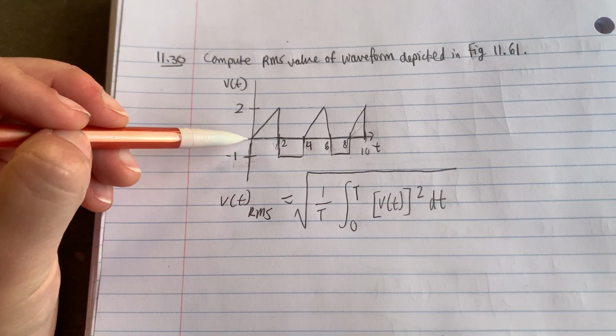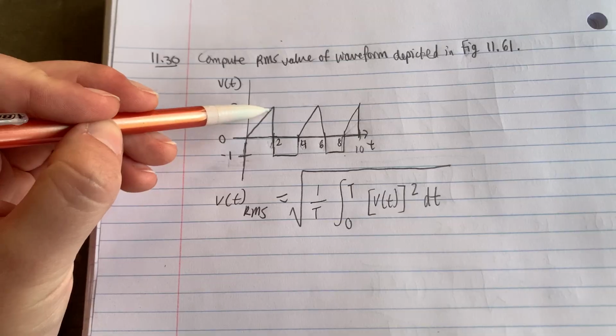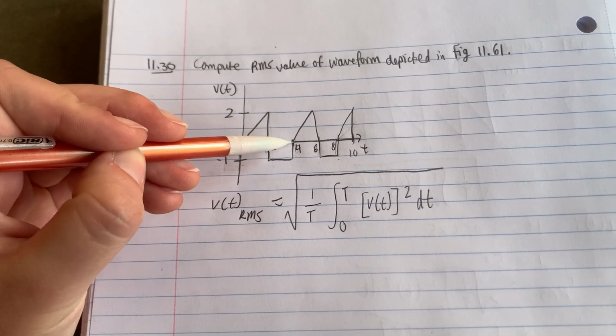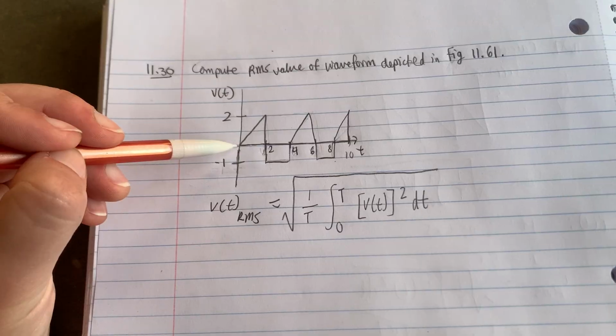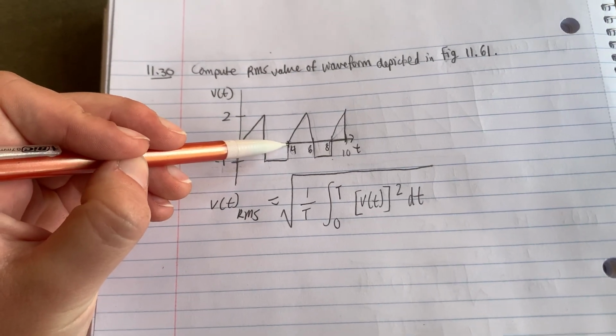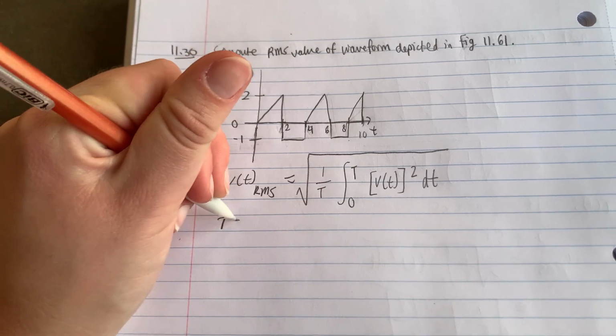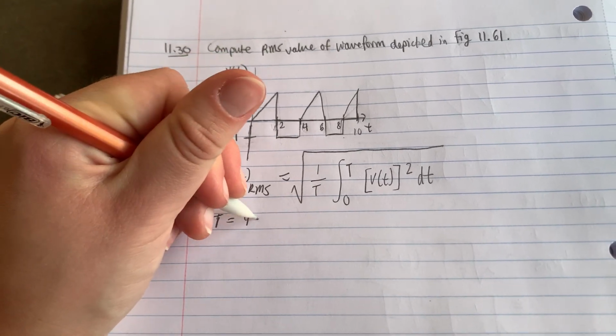So if we look here, we start at 0 seconds to 2 seconds to 4 seconds, and now the pattern is repeating again. So from this point to this point is our period. That's one repetition of the graph. So I'm going to mark that T is 4 seconds.